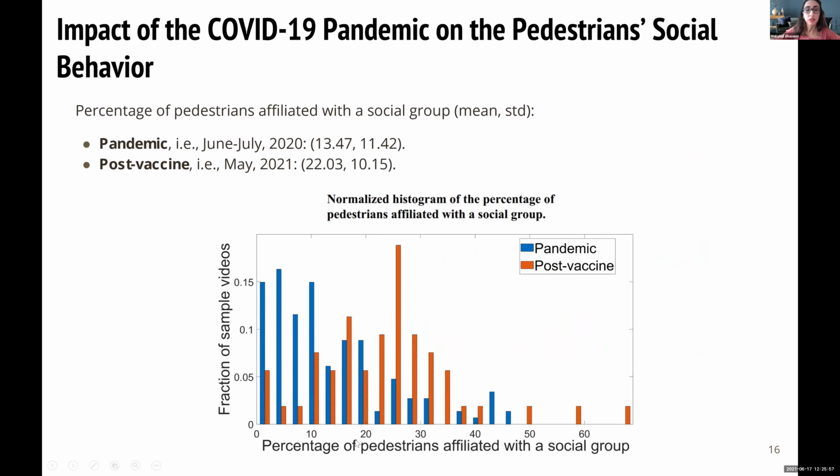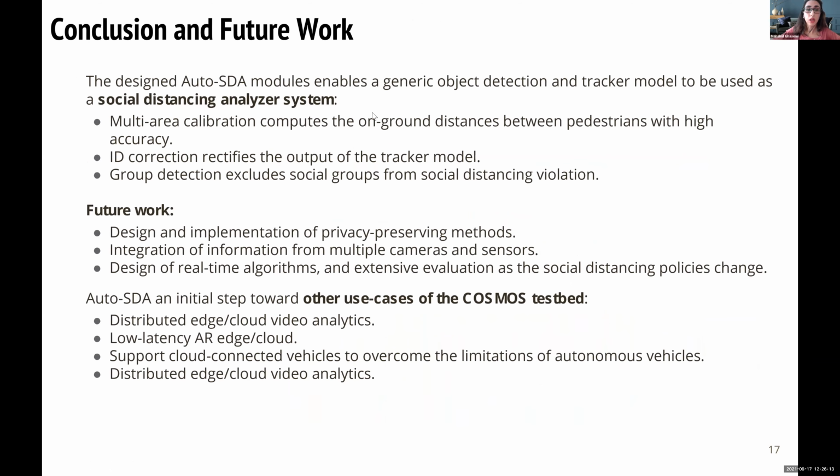And the same for the percentage of pedestrians affiliated with a social group for the pandemic and post-vaccine videos. You see how the number of social groups is increasing after the availability of the vaccine. So in general, we designed 3 modules, which are multi-area calibration, ID correction, and group detection, to transform an object detector and a tracker into a social distancing analyzer.